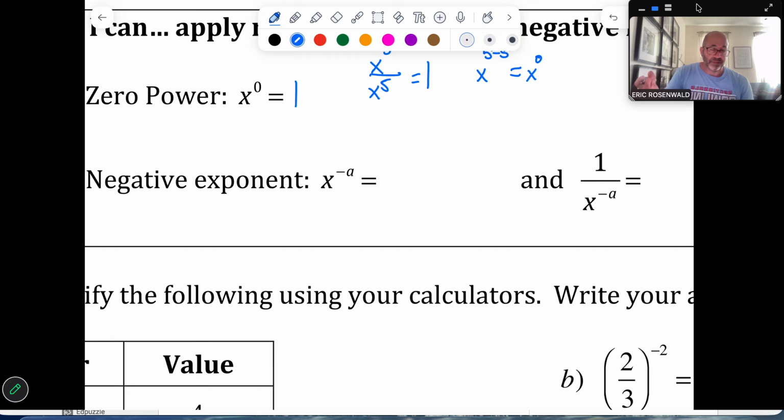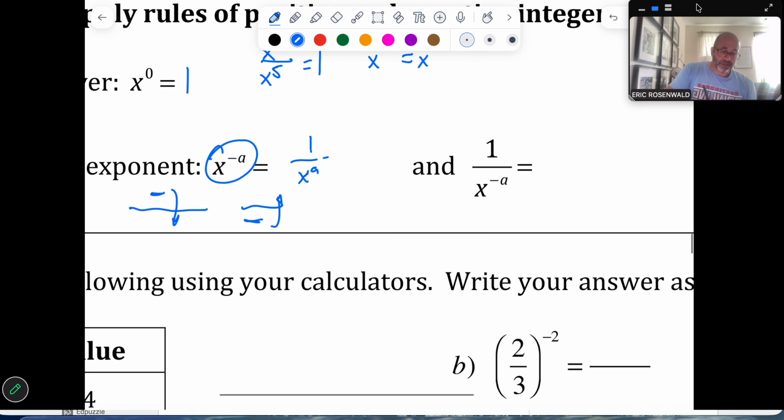They never want to stay negative. So they always just move. So if I had a negative up top here, it's going to move down to the bottom. And if I have a negative down on the bottom, it's going to move up to the top. So we see an x to the negative a. That's the same as 1 over x to the a. And I see x to the negative a, it just moves up to the top and becomes x to the a. It just switches sides. Okay?